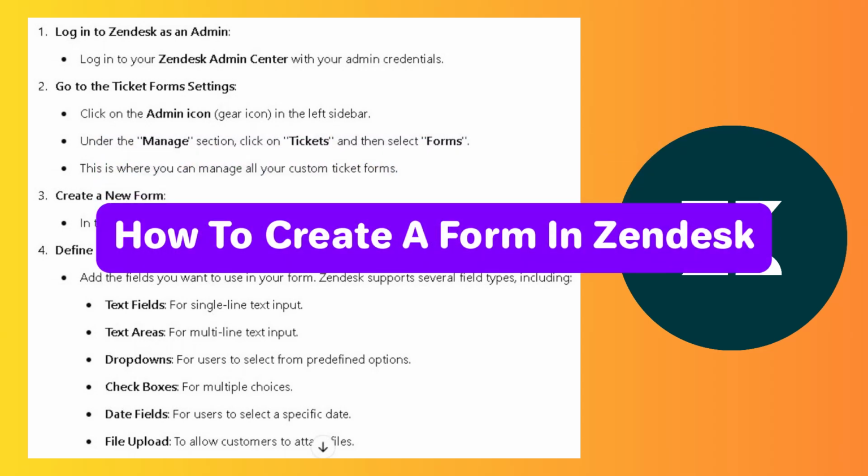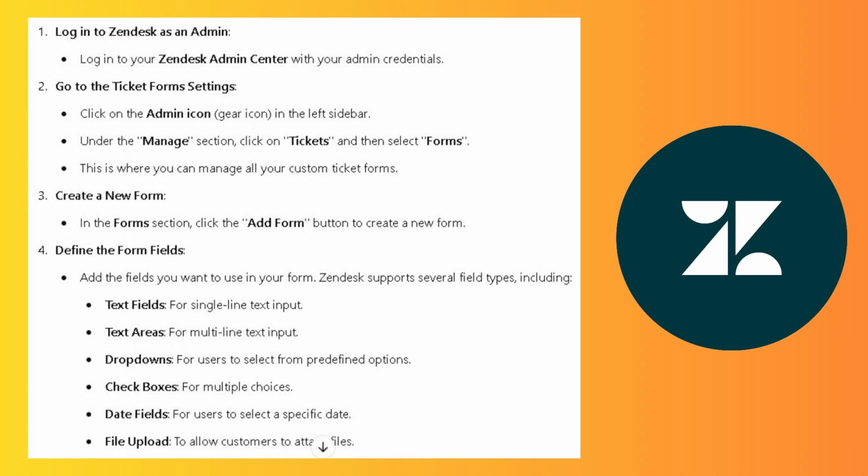In this video, you will learn how to create a form in Zendesk. First, log into your Zendesk Admin Center with your admin credentials. Then, click on the admin icon or the gear icon in the left sidebar. Under the Manage section, click on Tickets and then Forms. This is where you can manage all the custom ticket forms.